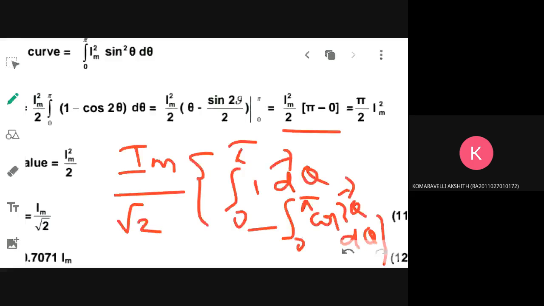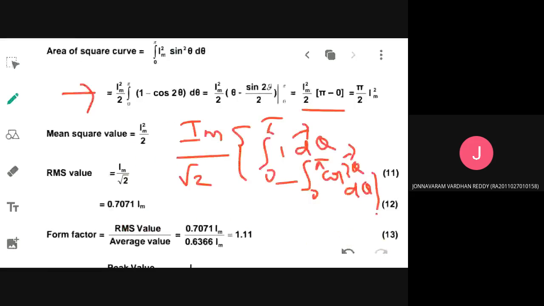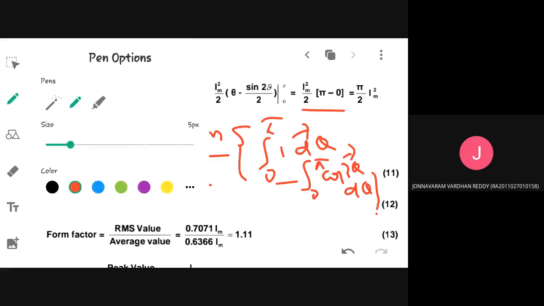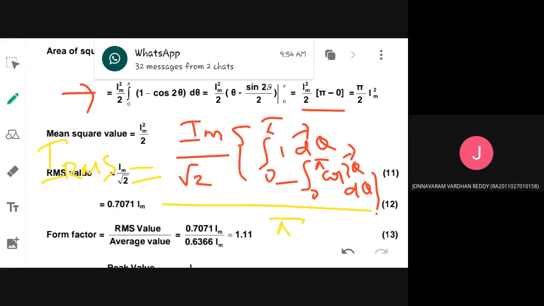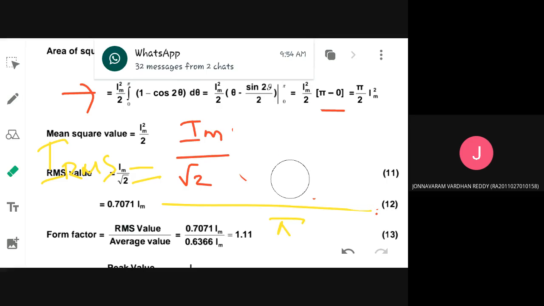You are getting Im divided by square root of 2. You have to divide that by the entire period that you are considering. So what is the period again? This is IRMS finally. Period is pi. Okay, so what will happen? If you solve this, the second term will give you 0. And here you will be having pi by pi, so pi by pi will get cancelled.